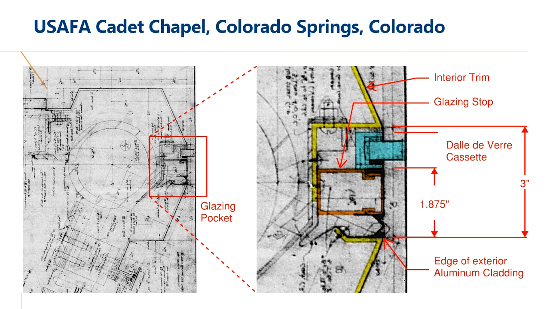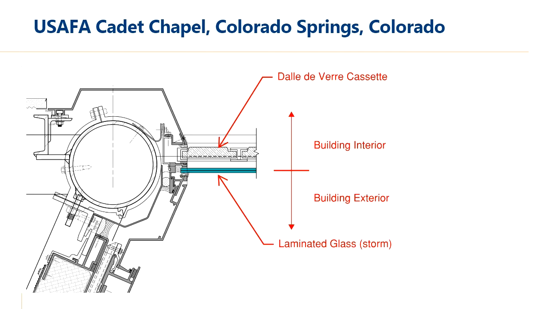To preserve the interior appearance, we need to keep the cassettes in the same place. To preserve the exterior appearance, we also want to maintain the edge of the exterior cladding. That leaves us just under 2 inches to work with. So our new piece of laminated glass is glazed into an aluminum frame that sits outboard of the preserved Dalle de Verre cassettes, occupying the space previously taken up with the cassette glazing stop.